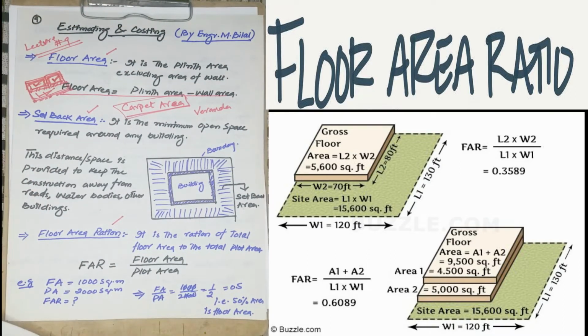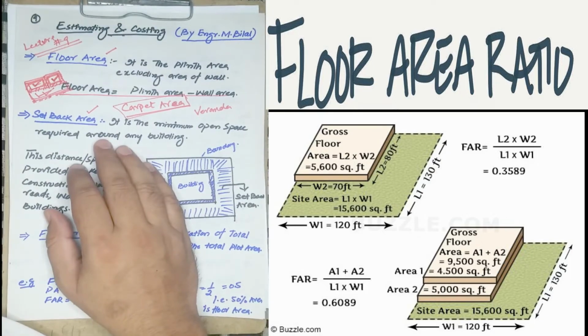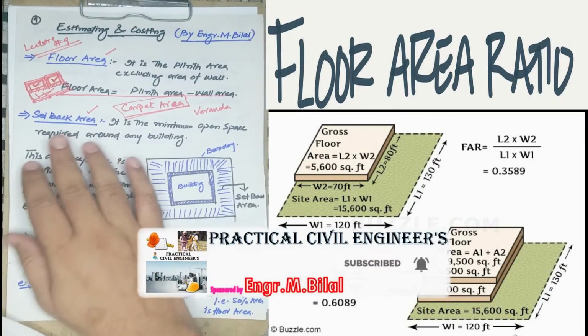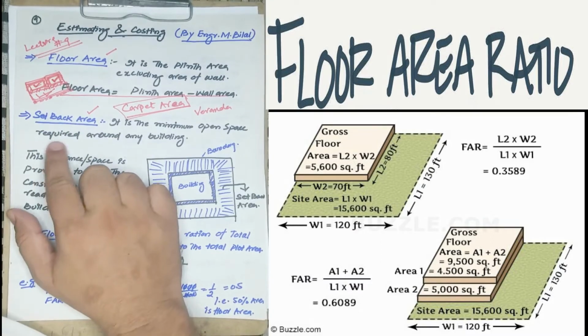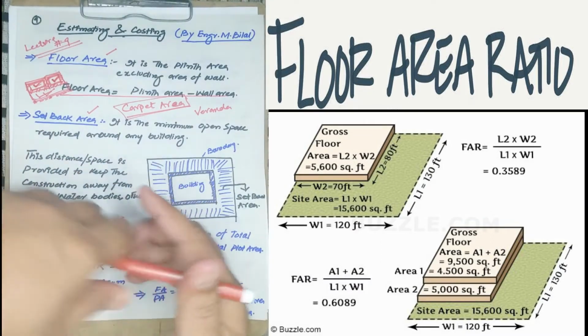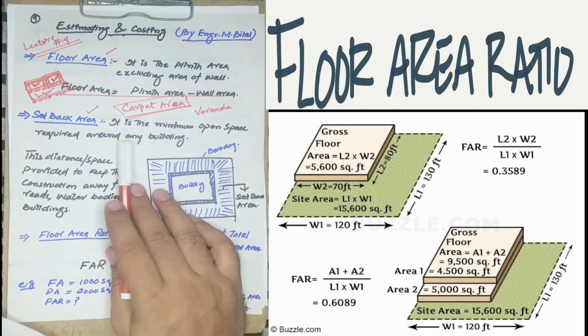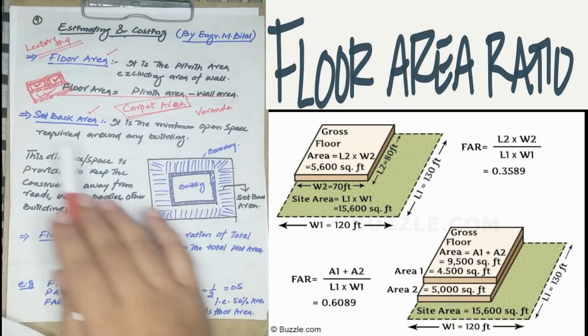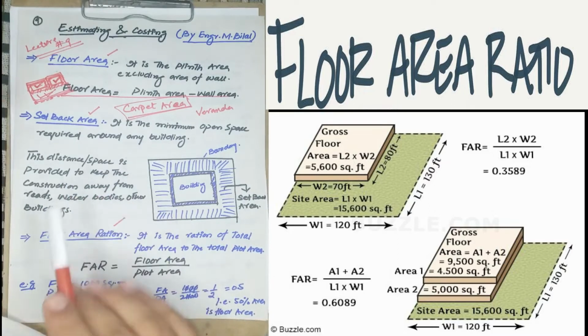So I hope you will learn many updated and to-the-point topics. The second topic is setback area. So what is setback area? It is the minimum open space required around the building.